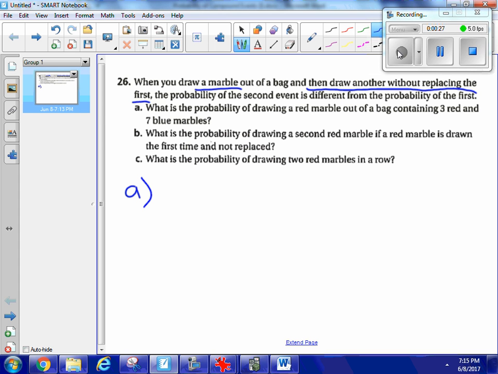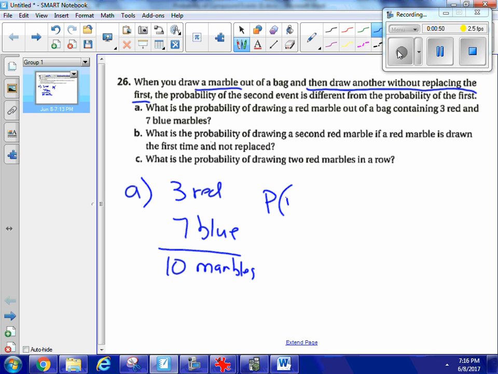A says, what is the probability of drawing a red marble out of a bag containing 3 red and 7 blue marbles? So I have 3 red, 7 blue. My total sample space is 10 marbles. So P(red) is going to be the number of favorable outcomes, 3, out of the total outcomes, which is 10. So my probability is going to be 0.30. That is P(red).